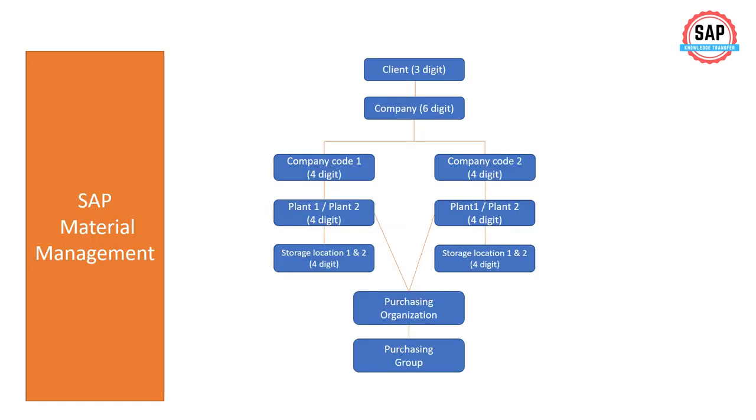So these are the organization levels in SAP. First there is a client. Client is always a 3-digit numeric value. Company is a 6-digit value. Under the company will be the company code, which should always be 4 digits. Under the company code we have a plant, which can also be created as 4 digits. Then under the plant we have storage locations, which can be created as 4 digits. The purchasing organization and purchasing group will be maintained at plant level.